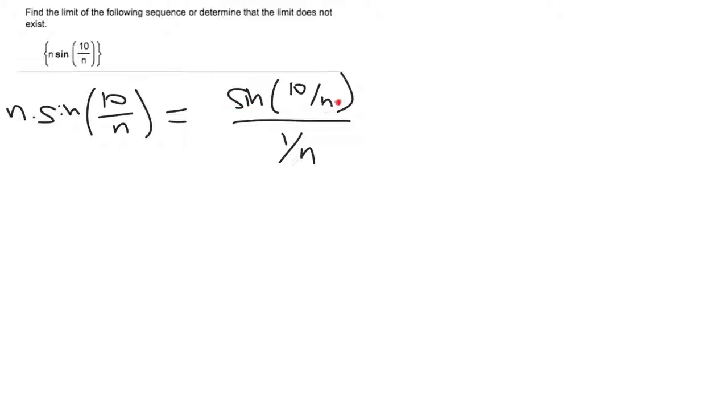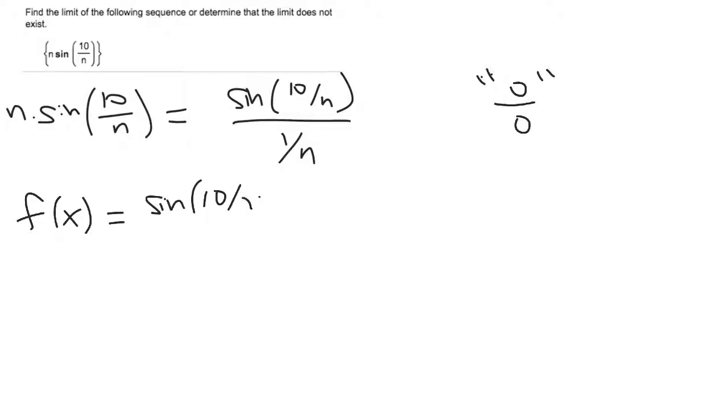So sine of 0 is 0, the numerator is going to 0, and 1 over n is going to 0 as n goes to infinity. So this has the form 0 over 0 as n goes to infinity, which means that L'Hopital's rule might be useful. I say might because it does depend on our ability to differentiate the top and the bottom of this. So don't forget, technically, what we're doing here is defining a new function called f of x, which is defined as the sine of 10 over x divided by 1 over x.